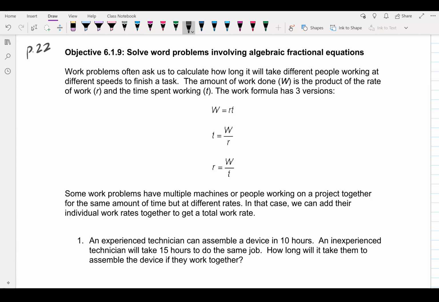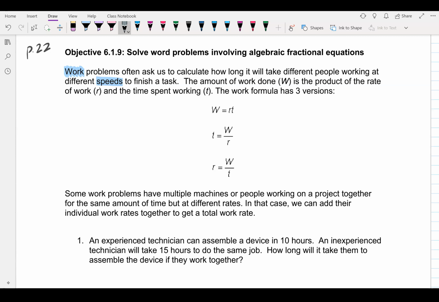It says in the beginning here, work problems, and work being like the physical idea of doing work, kind of a physics idea, often asks us to calculate how long it'll take different people working at different speeds, also known as different rates, to finish a task. The amount of work done, W, is the product, or the multiplication, of the rate of work and the time spent working. And the formula has three versions.